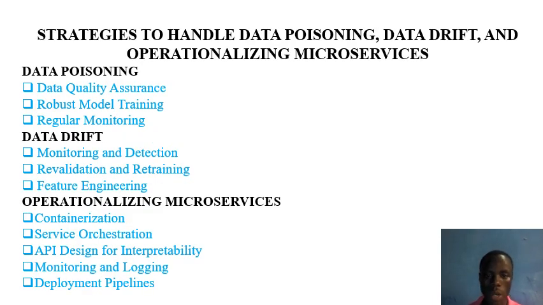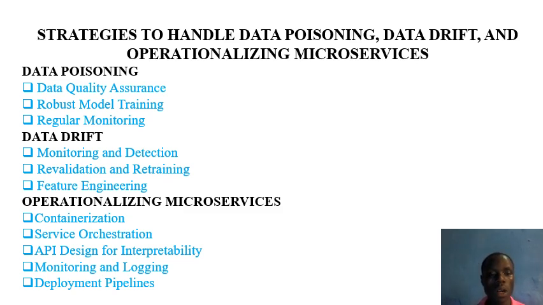For strategies to handle data poisoning, data drift, and operationalizing microservices. Data poisoning, here we look at data quality assurance, which is implementing rigorous data quality checks and validation processes to detect and mitigate anomalies. And for robust model training, we use techniques such as adversarial training or use of outlier detection to make models more resilient to poisoned data. And also regular monitoring of the inputs and model output for any sign of anomalies or unexpected behavior of the model.